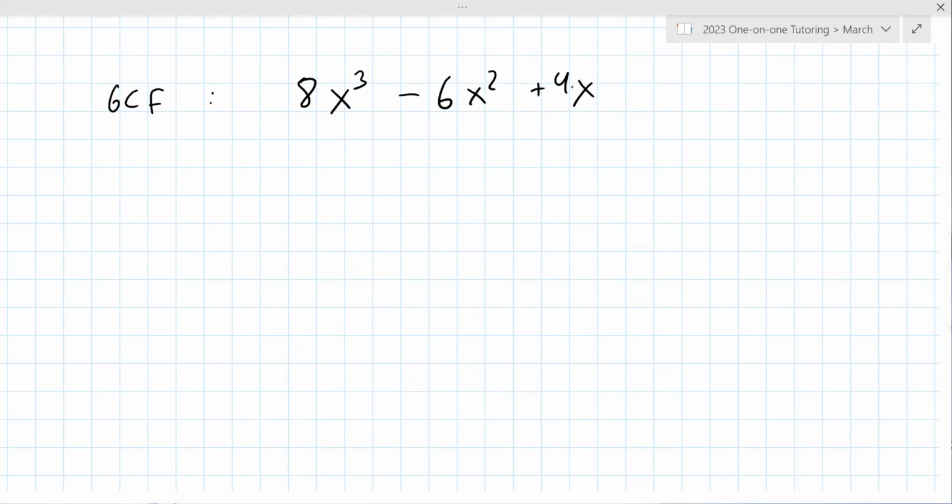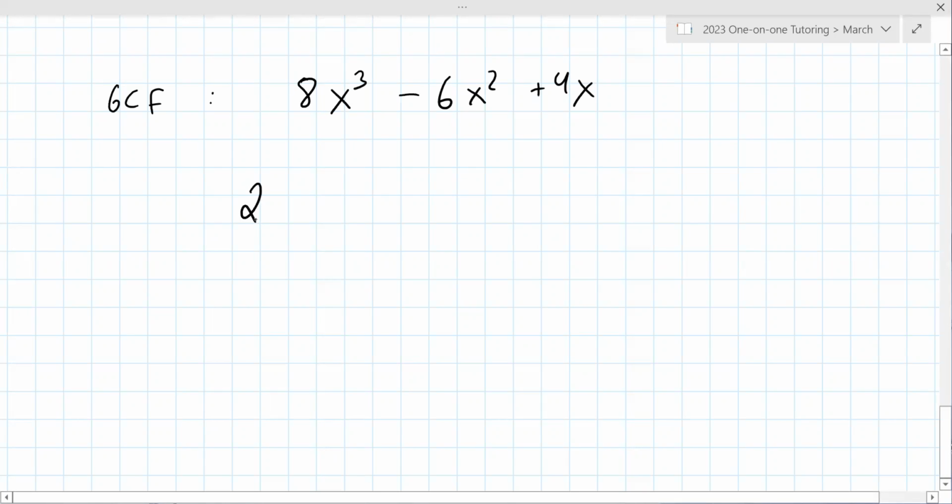Yeah, so the first type of factoring is the greatest common factor. It would be something like 8x cubed minus 6x squared plus 4x. The greatest common factor is both a number and a letter. So it's the number that goes into 8, 6, and 4, which is 2. And then it's the smallest exponent of x, which is 1. And then you're dividing each of these by 2x.